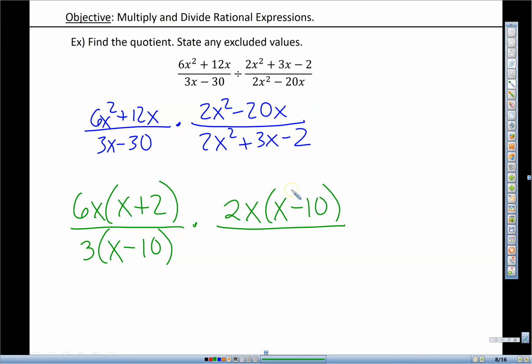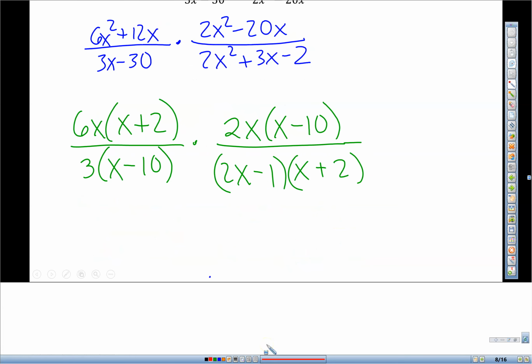And then I have a trinomial with a GCF of 1, so I'm going to look at binomials here. Looks like I have a 2x and an x, and I'm going to want a 2 and a 1, a plus and a minus. All right, let's talk about those excluded values. Division problems are a little bit more involved, and I'm going to explain why. So we know that denominators cannot be 0.